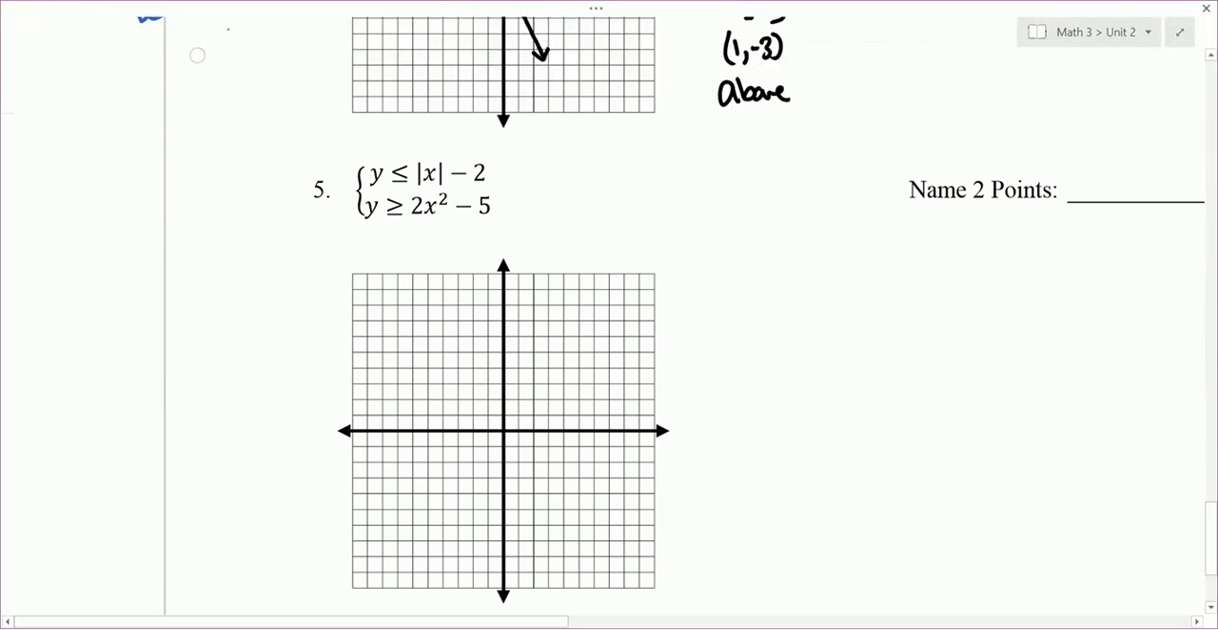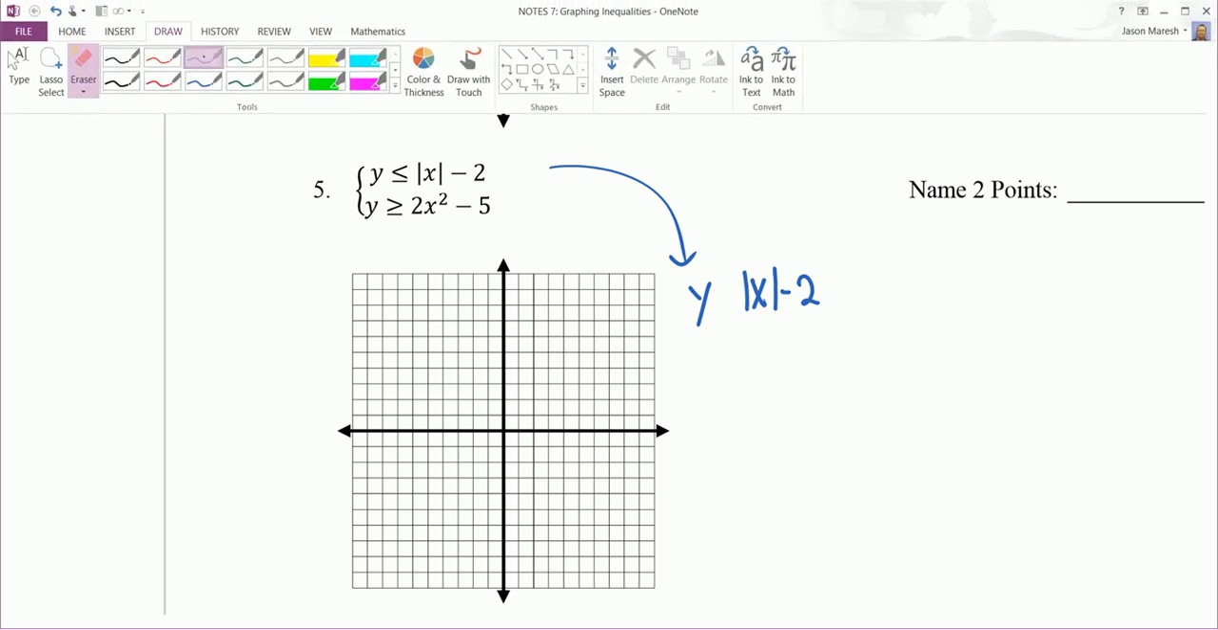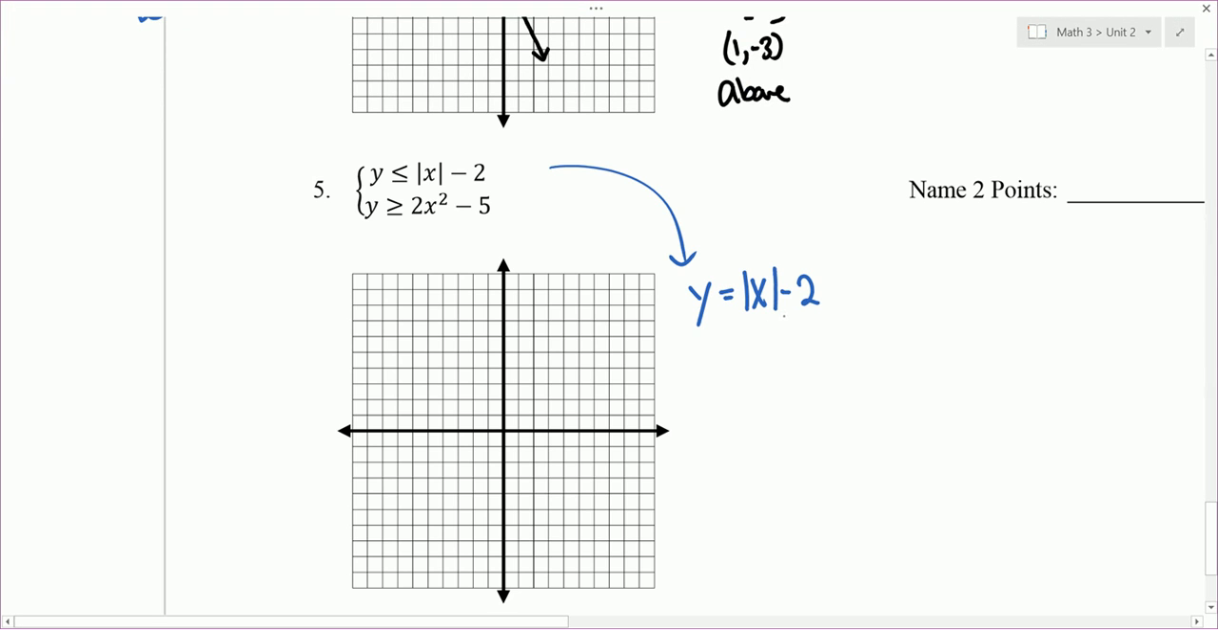Our first graph, we have y is less than or equal to the absolute value of x minus 2. But instead of using the less than or equal sign, let's use an equal sign to start us off. This is a V shape, drop down 2 from the parent graph. So vertex is at 0, negative 2. Pick another point to help us get that V shape. Say x is 1, we get y is absolute value of 1 minus 2, which comes out to be negative 1. So 1, negative 1 gives us the right side of that V shape.